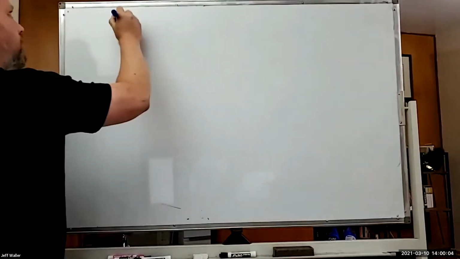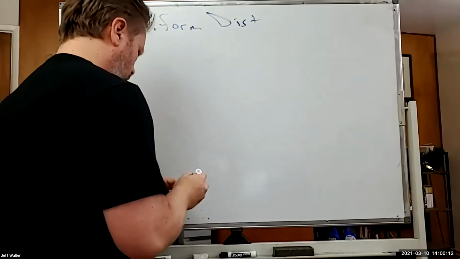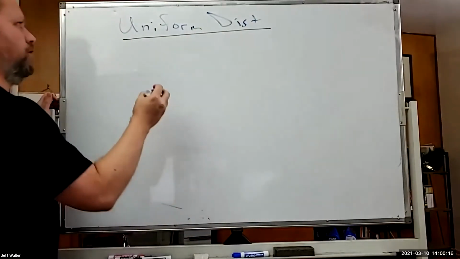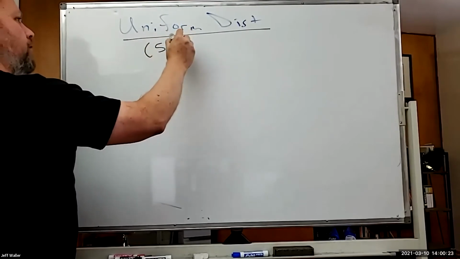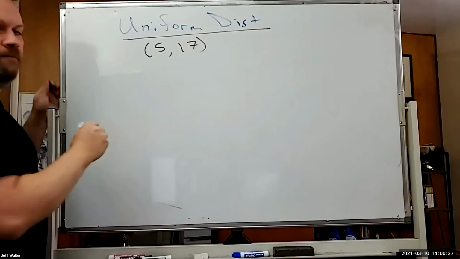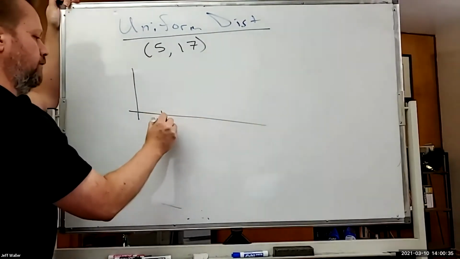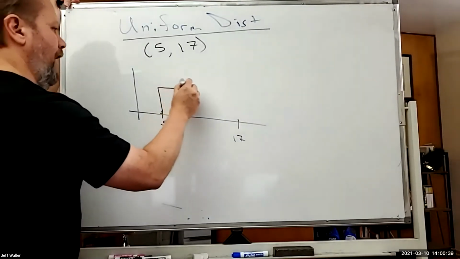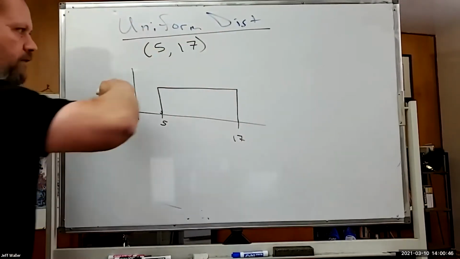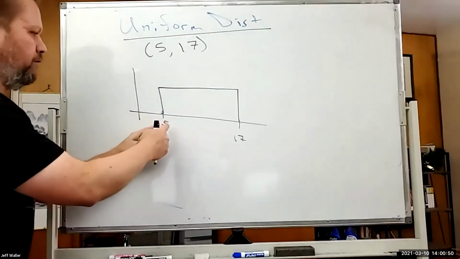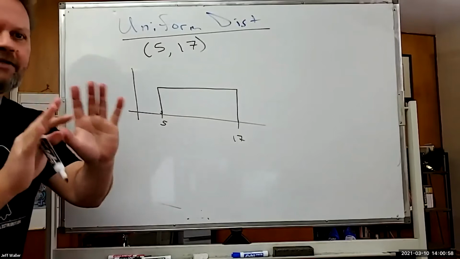So I can have a uniform distribution. Let's just say it's from 5 to 17. That means it's going to look like this: 5, 17, and it's flat. That's what uniform means. It's uniformly distributed. Nobody gets more probability than anybody else. They all get the same amount. So it's equally likely to occur around 5 as it is to occur around 17 as it is to occur around anything in here.